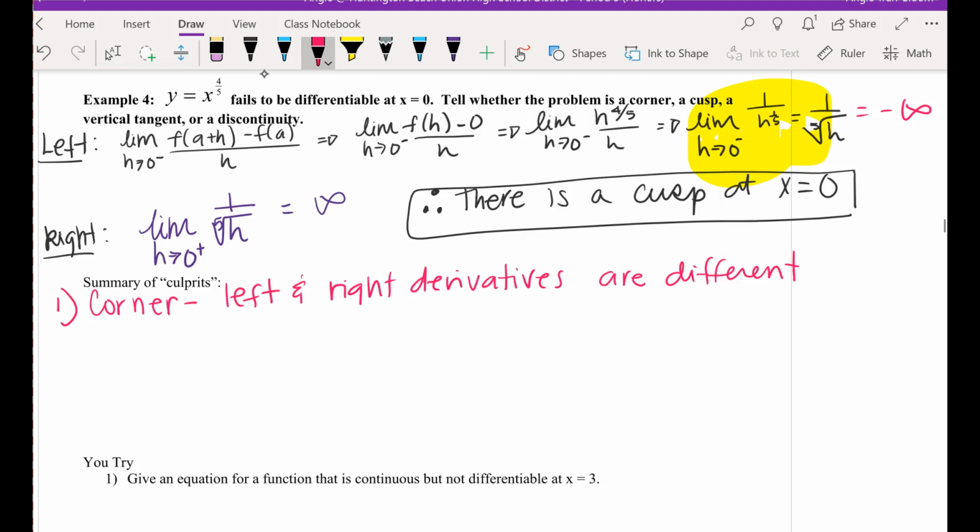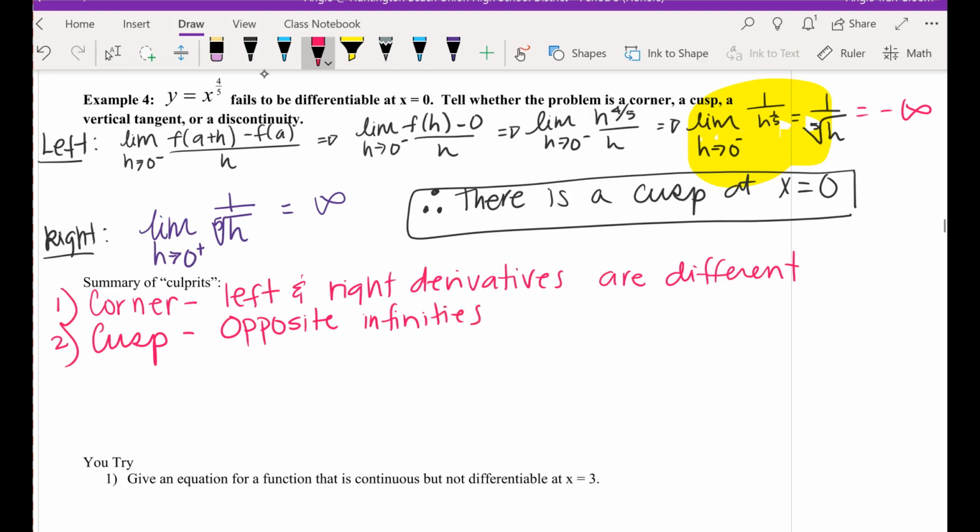Okay, so next culprit of non-differentiability. What was the next one? Cusp, okay. In your own words, how do we decide that this is a cusp? So are you saying that the infinities are opposite? Okay, so opposite infinities, is that what you're saying? Opposite infinities.